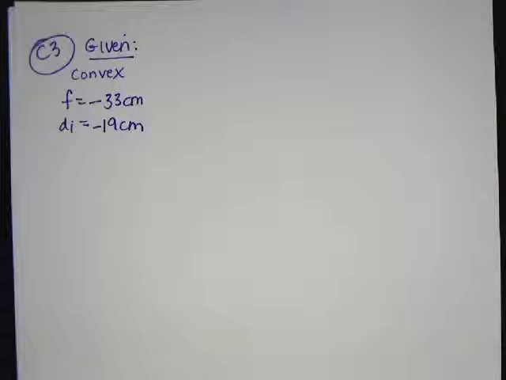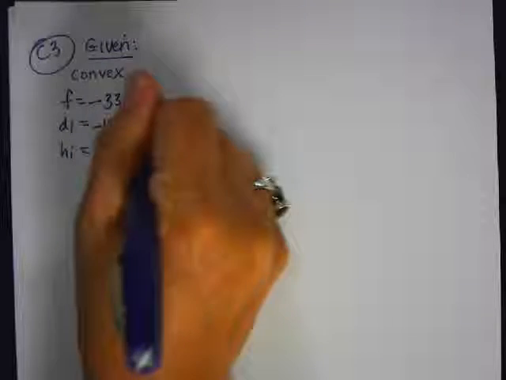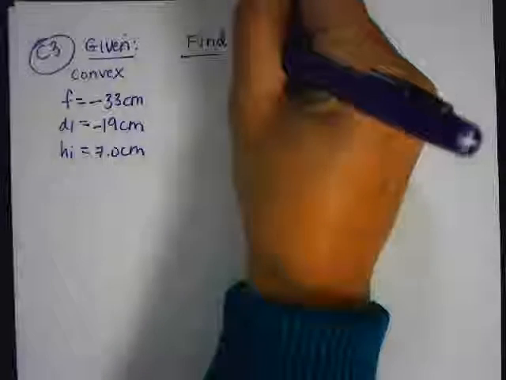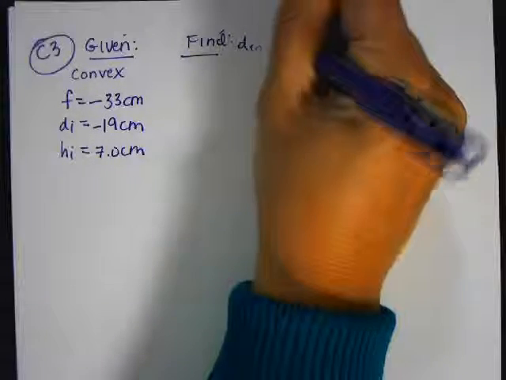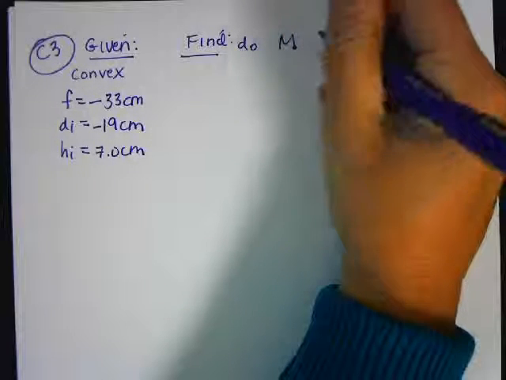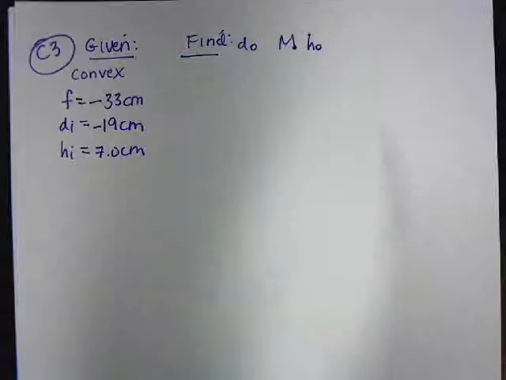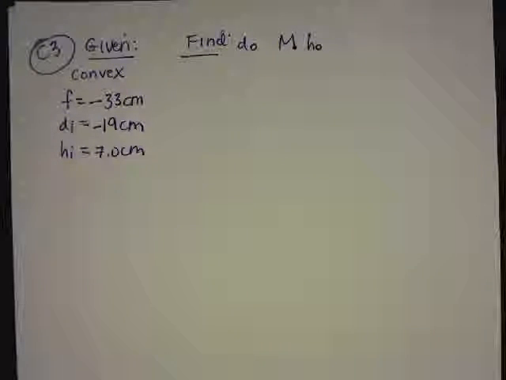If the height of the image is 7 centimeters, so HI is equal to 7 centimeters, where is the object located? So I want to find DO. And then it says, what is the magnification? So I'm going to find M. And is the image real or virtual? And is it upright or inverted? So I also want to find HO. So basically I have to find everything in this problem. So first we'll do it mathematically, and then we'll do it using a ray diagram to confirm our answers.